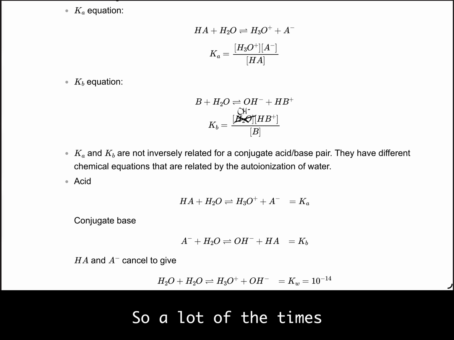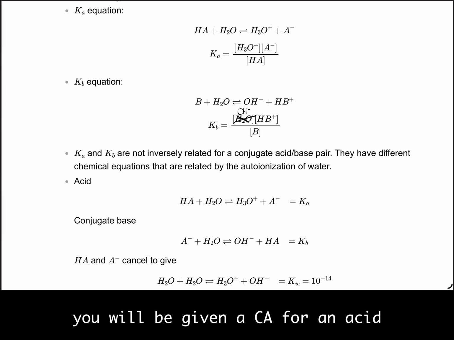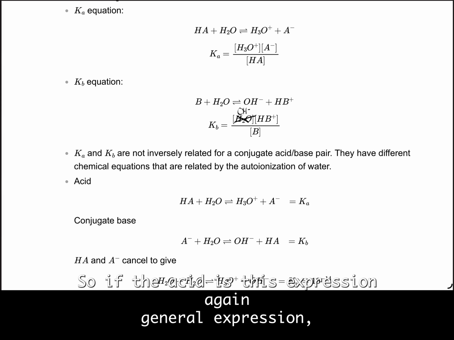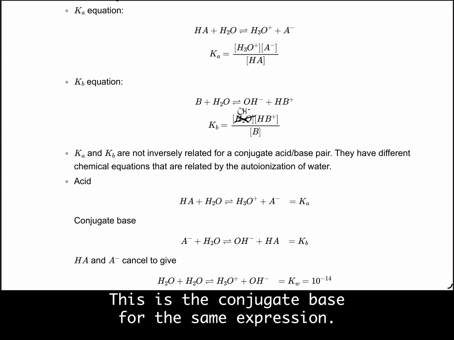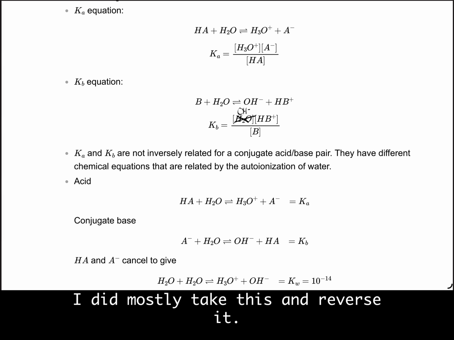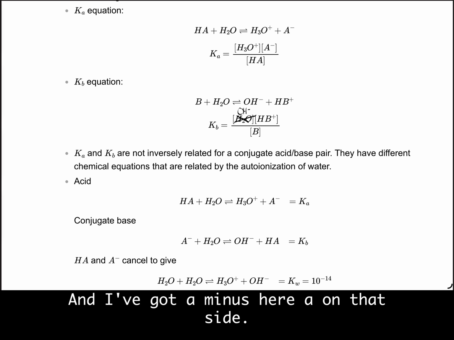So a lot of the times you will be given a Ka for an acid. You might need, though, the Kb. So if the acid is this expression, again, a general expression, the Kb for the conjugate base of the acid, so this is the conjugate base for the same expression, I did mostly take this and reverse it. Now I've got A minus here, HA on that side, but this is A minus reacting with water.